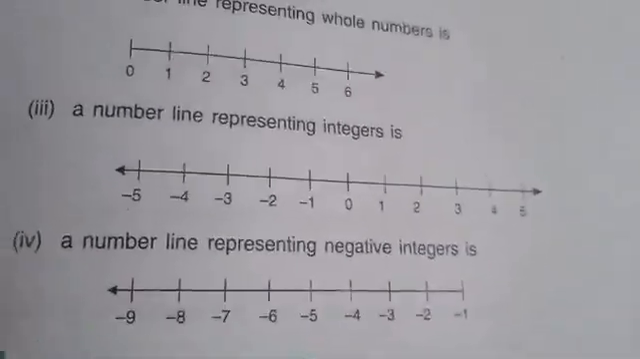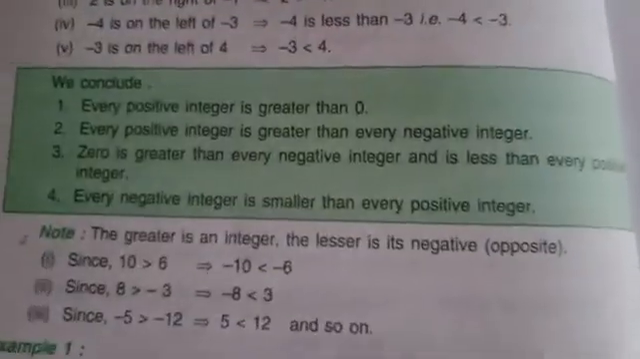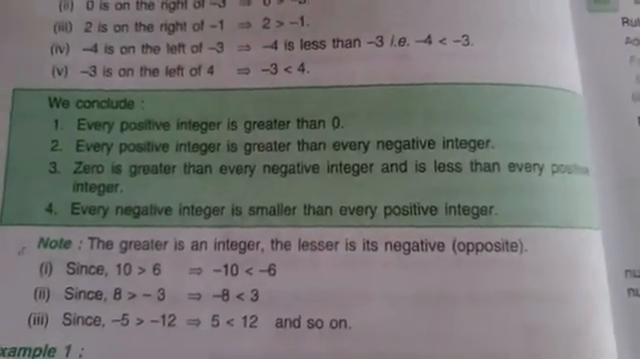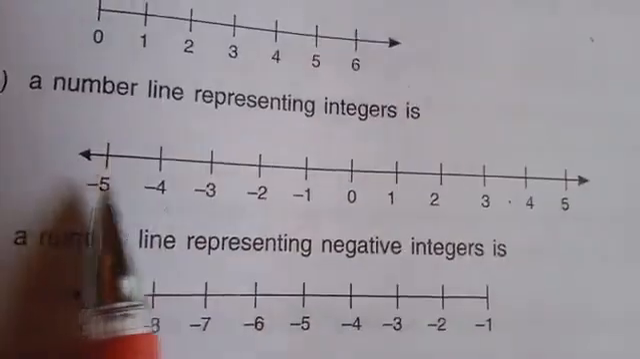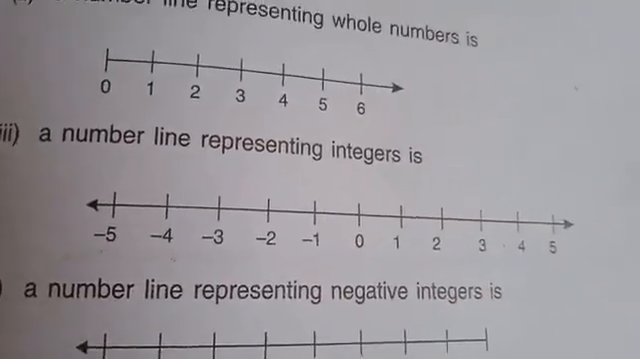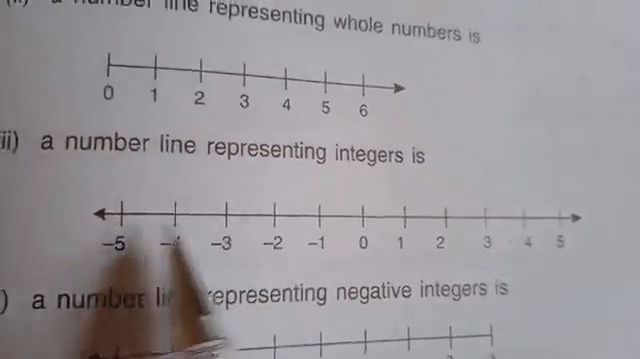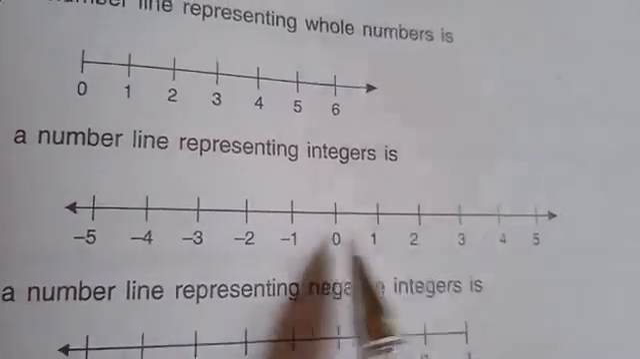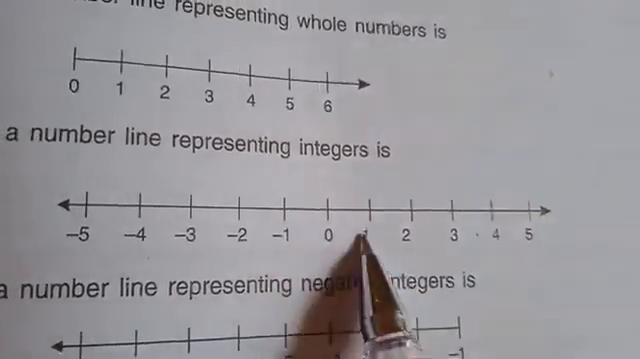And okay. Now we'll see the rules, which are very, very important. Every positive integer is greater than 0. So let's concentrate here. I'm explaining the rules from the next page, that is page number 50. So every positive integer is greater than 0. So if we compare 0 and 2, 2 is greater. If we compare 1 and 2, 2 is greater.